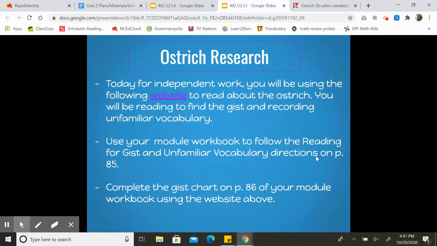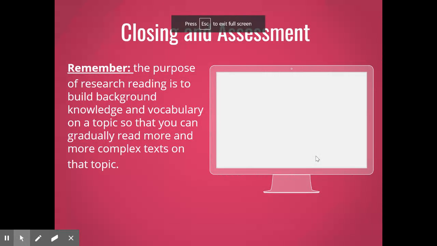After you're done with that, just remember that the purpose of research reading is to build background knowledge and vocabulary on a topic so that as we continue to read, we can read more and more complex text on that topic, and we can talk in an educated fashion about what we're reading.